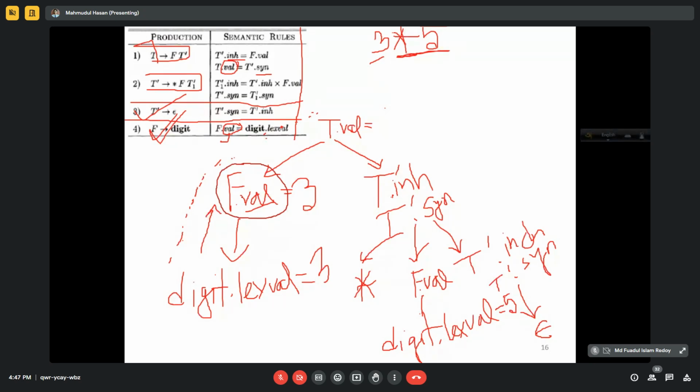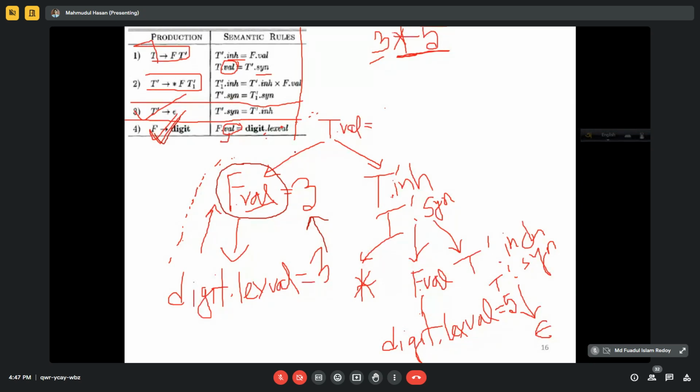As this one is synthesized, that means the value is calculated from the lower side, so you need to consider the lower production rule, F to digit. If you consider this production rule, the semantic rule is digit dot lexval goes to F value. That means F value is equal to 3. Now clear? Okay.